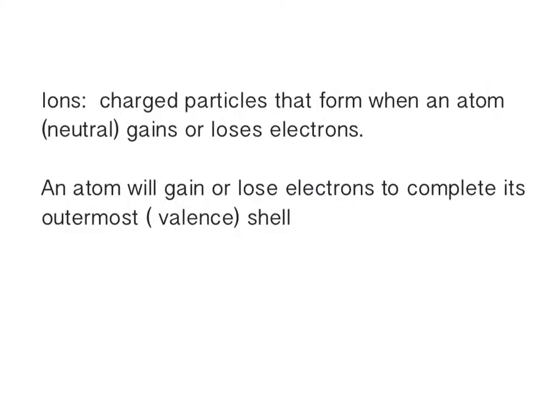In case we didn't get it yet into our notebooks, it's very important that you know the definition of an ion. An ion is a charged particle that forms when an atom that is neutral gains or loses electrons. And you also should know that an atom is going to gain or lose these electrons in order to complete its outermost valence shell. Remember that the atom wants a complete octet. Octet meaning 8 valence electrons, except if it is hydrogen or helium.